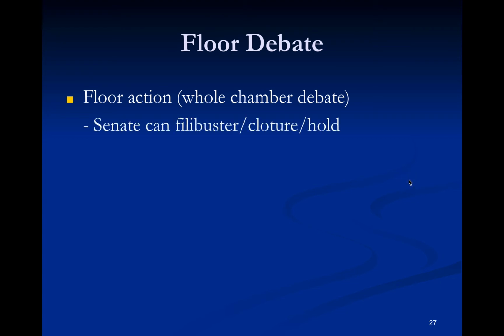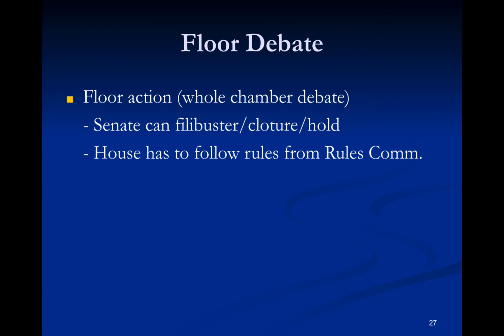Remember, the Senate's only rules to how this works is they can filibuster, you can end a filibuster with a cloture, or they can use the hold to set aside things on their list. And remember, the House of Representatives has to follow the rules that were set from the Rules Committee. The House also has the option, instead of using the whole chamber, to use the committee of a whole, which means they only need 100 members instead of all 435.